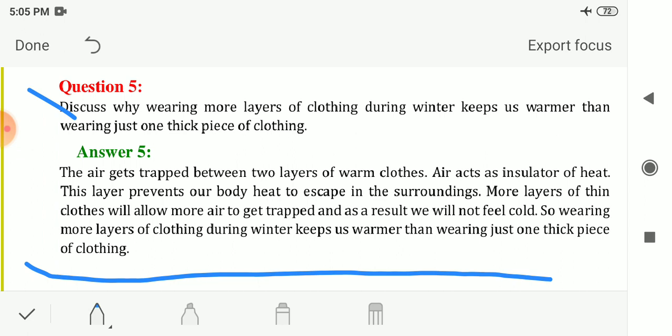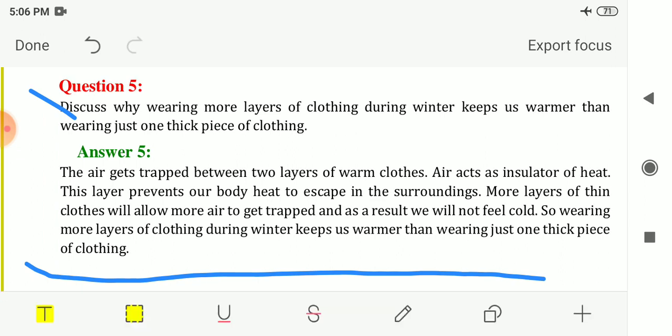So wearing more layers of clothing during the winter keeps us warmer than wearing just one thick piece of clothing. That's why we choose to wear more layers of clothing during the winter season as compared to one thick piece of clothing, as the air gets trapped between the two layers of clothes, and air is an insulator, so it prevents the heat from escaping from the body to the surrounding, so that we can feel warm in more than one layer of clothing as compared to just one thick piece of clothing. So that's why we wear more layers of clothing during the winter to keep us warm.